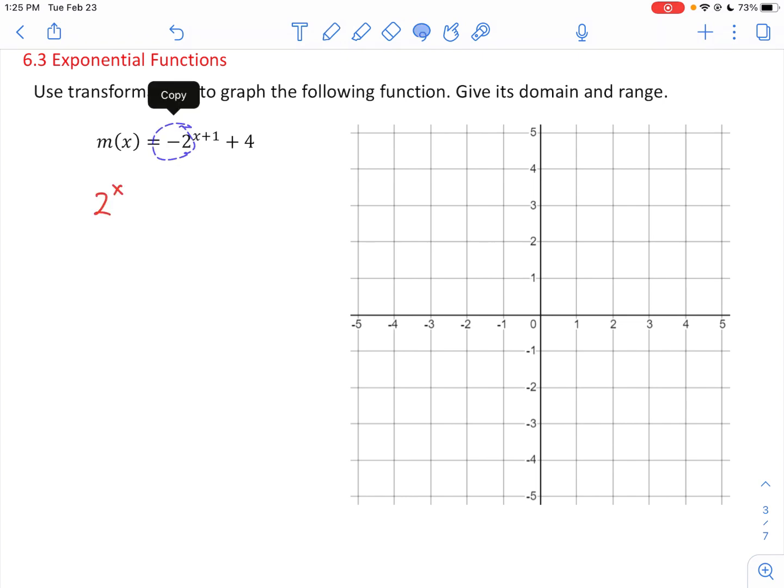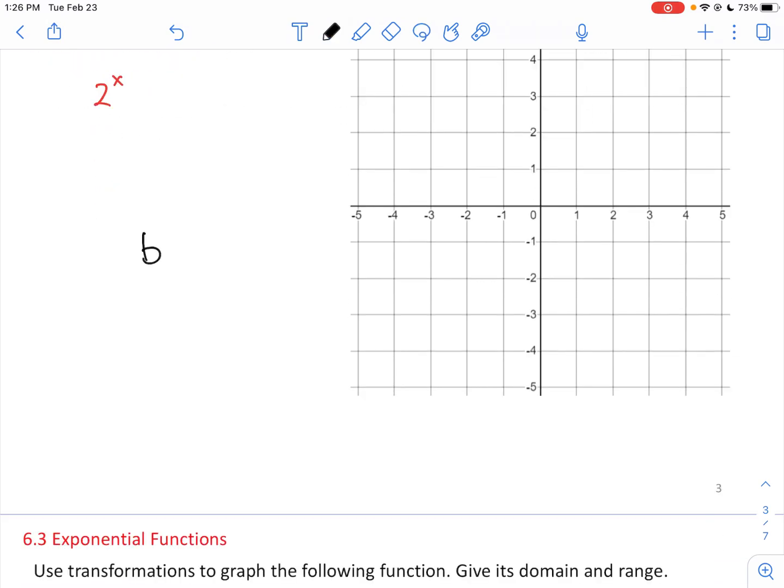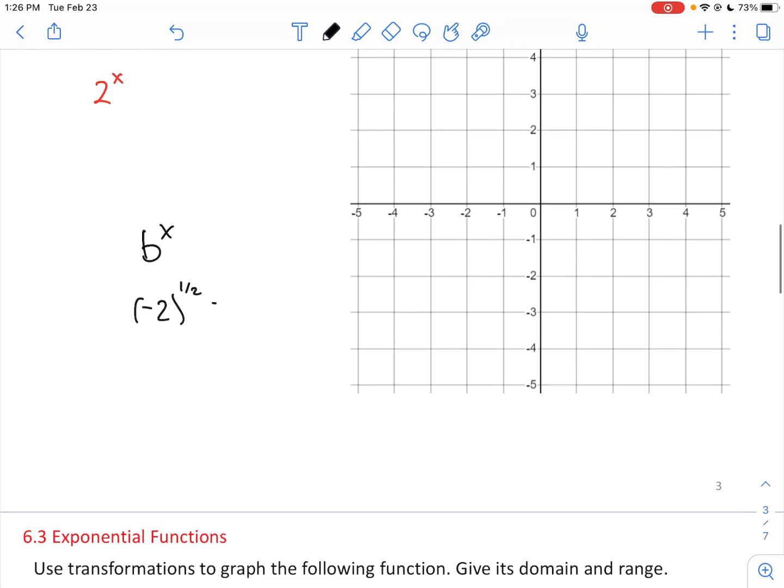And one thing I want to mention about this minus sign real fast. We said that when you have b to the x, we only want to consider positive bases, but we don't want a base to be negative. Let me show you why we don't want a negative base. Because if you have a negative base and then you try to plug in a 1/2 power, this means that you're trying to do the square root of negative 2, which gives you imaginary numbers.